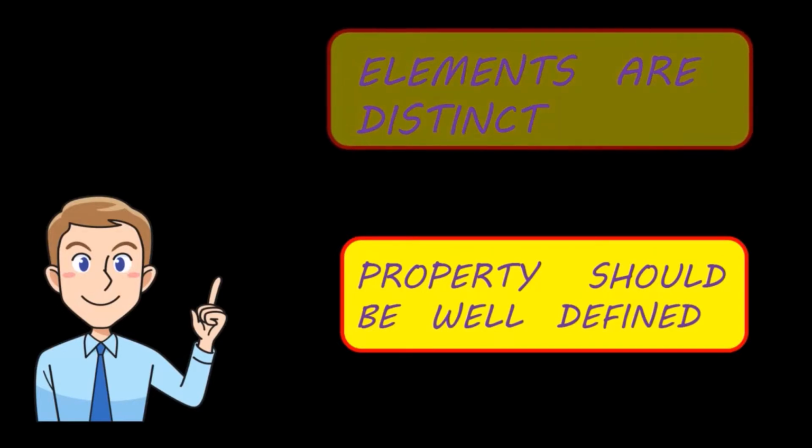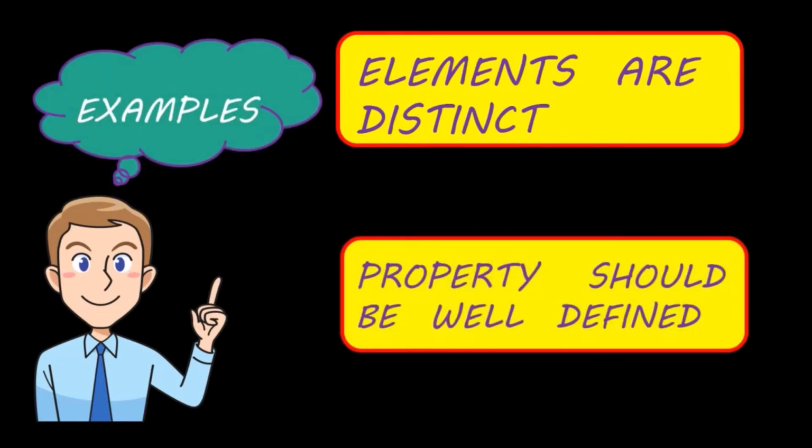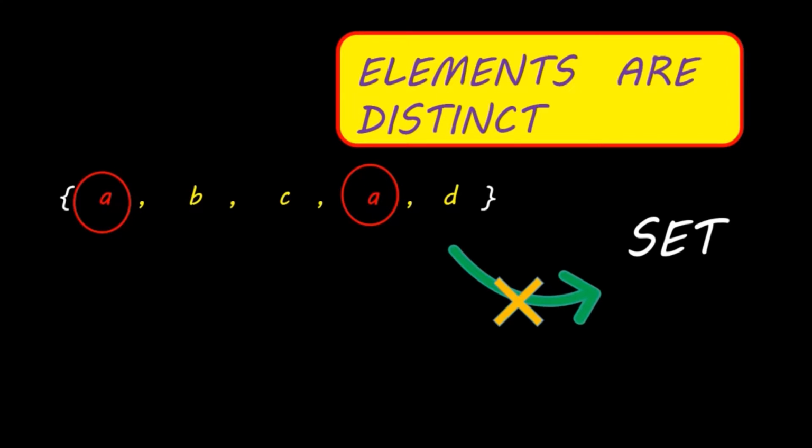In order to understand the meaning of these conditions, we will now go through some examples. The first condition means that in a set no two elements can be the same. Let us make this more clear with an example. We have divided this example in two parts.